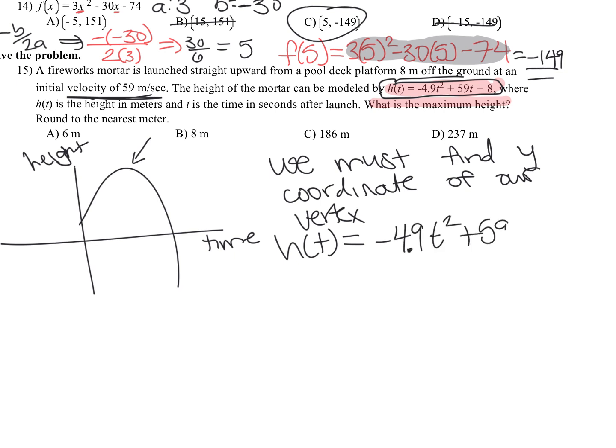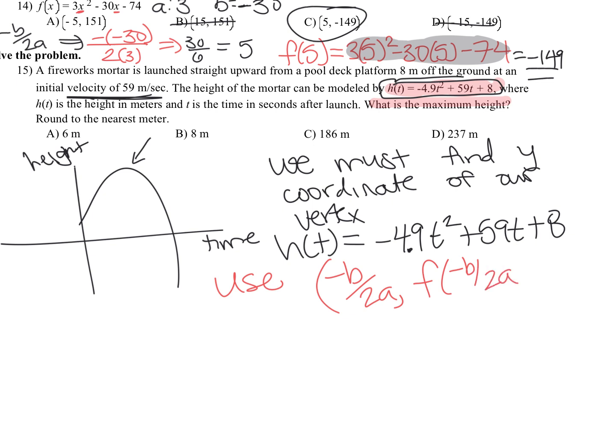And so what we're going to do is similar to what we just did on the last two problems. We're going to find the vertex. And so we're going to use negative b over 2a, f at whatever we get when we do negative b over 2a. And the reason why I have to find that in this case is because it's only asking me really for this. But I need to find the x coordinate before I do that, right?